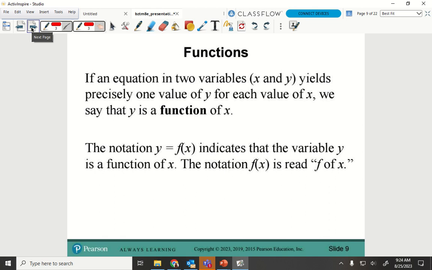Functions. If an equation in two variables, x and y, yields precisely one value of y for each value x, we say that y is a function of x. The notation is y equals f of x. Your NumWorks calculator will actually do y equals or f of x equals. Most calculators will not do both. It indicates that the variable y is a function of x. So it means the same thing. It's either y equals or f of x equals.